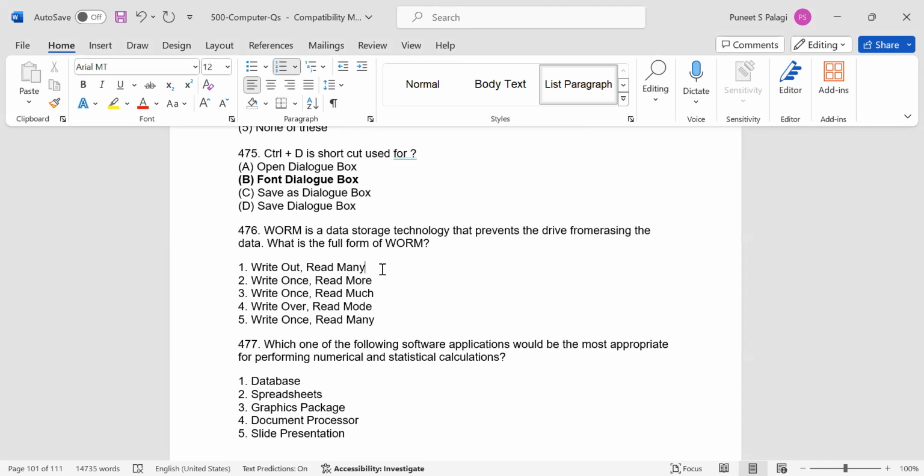WORM is a data storage technology that prevents the drive from erasing the data. What is the full form of WORM? Is it write out, read many, write once, read more, write once, read much, write over, read more, write once, read many? It is write once, read many.